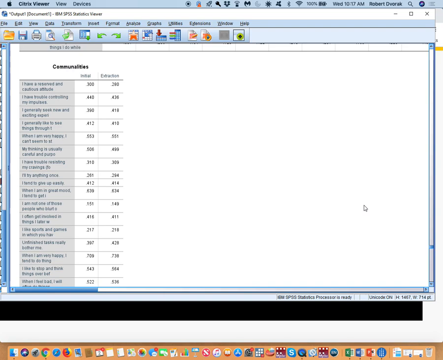Mplus will, but it won't tell you that you have a Heywood case. It'll say something is wrong with this, that we have negative residual variance or something along those lines, right? But residual variance is what?